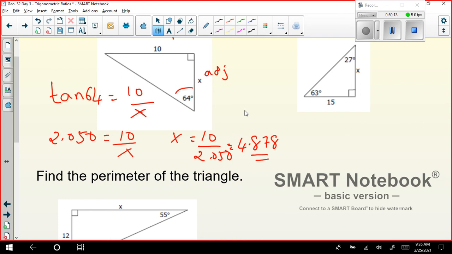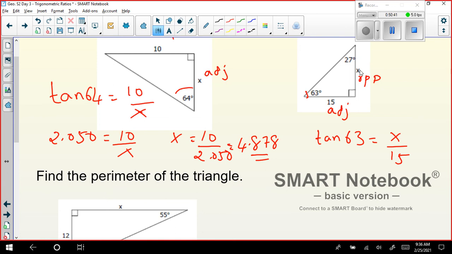You can use either 63 or 27. Let me use 63 this time. If I use 63, this is going to be the opposite and this is going to be adjacent. So I can say tan 63 equals x over 15 and solve this problem, or I can say tan 27 equals 15 over x and solve the problem. Both will give us the same answer.